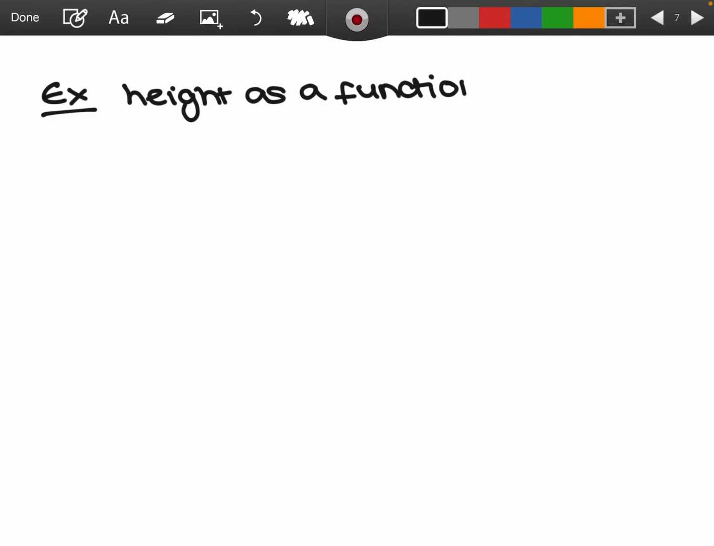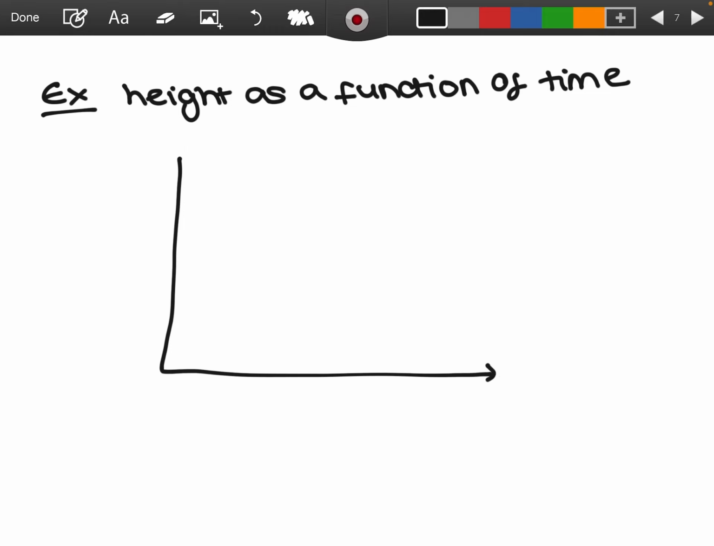Let's go ahead and actually draw a graph for that. So, for example, we can have height as a function of time. So time is my independent variable, and height would be my dependent variable. So as time goes on, how tall is a person?